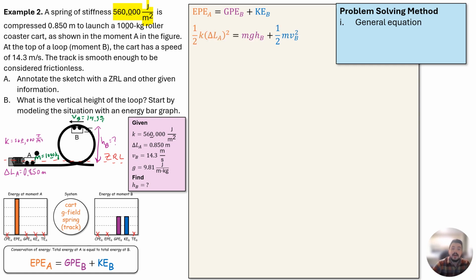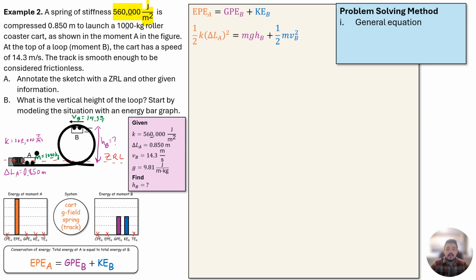Elastic energy can be modeled as 1/2 the stiffness K times the distortion of the spring delta L. And I put a subscript A there because we're talking about the spring's distortion at moment A. And that's 1/2 K times delta L squared.